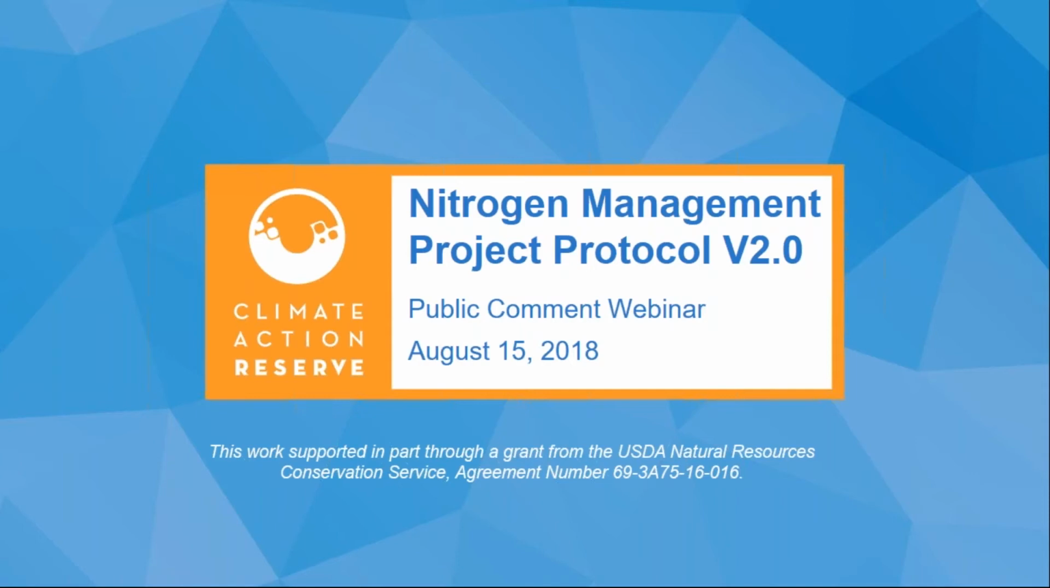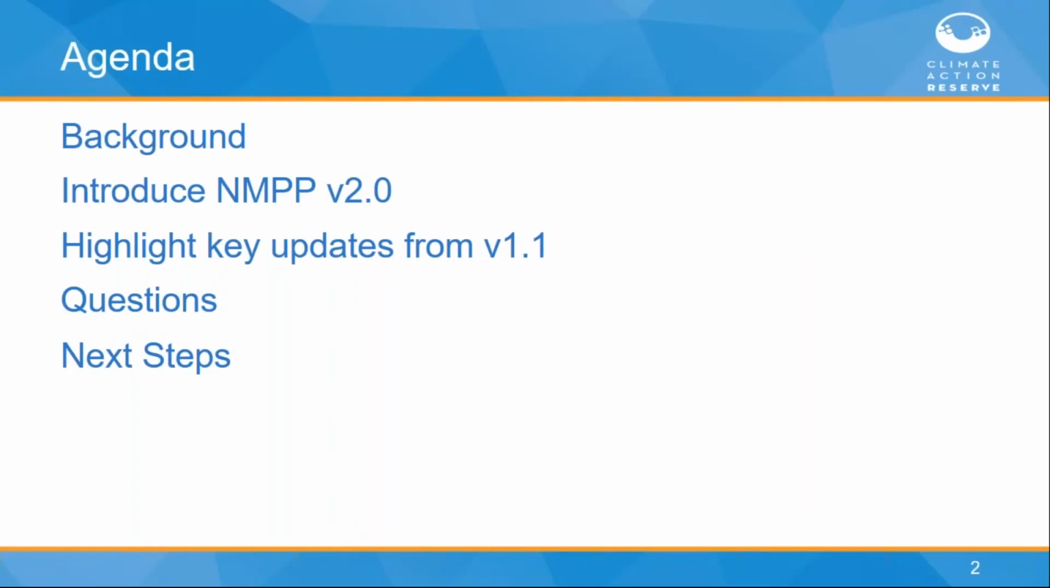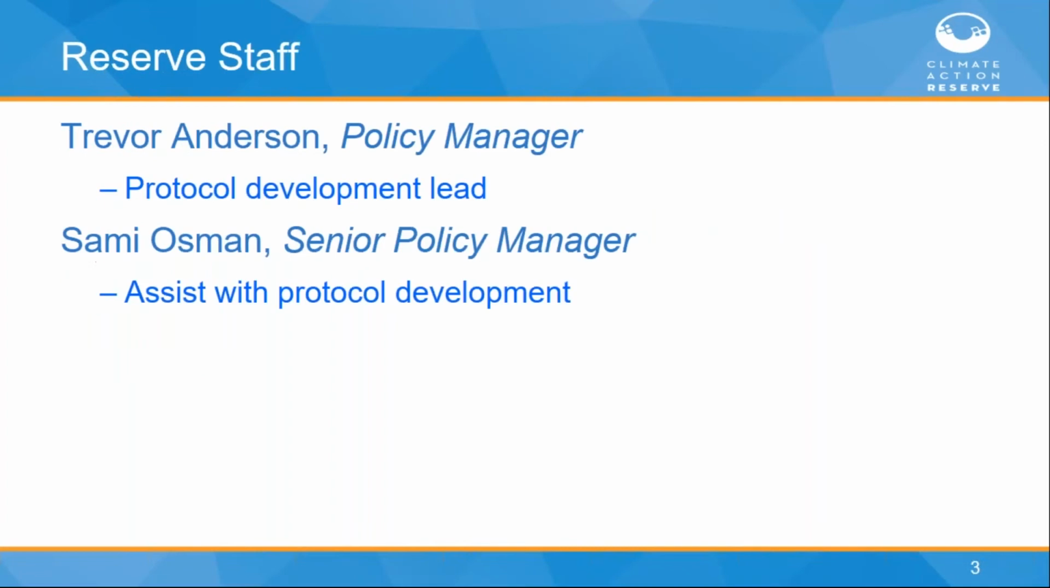All right, so without further ado, we are here today in the middle of the public comment period for the Nitrogen Management Project Protocol version 2.0 update, as I lay out here in the agenda: to discuss the background of the update process and introduce version 2.0, providing a general overview of the protocol and highlighting the major updates from the current version 1.1; to solicit any feedback from the public, from you folks who are joining today, and to answer any questions you may have; and then lastly to discuss our next steps.